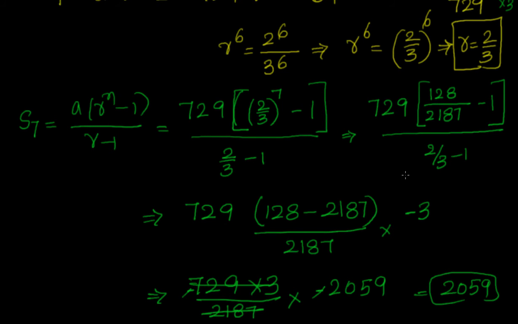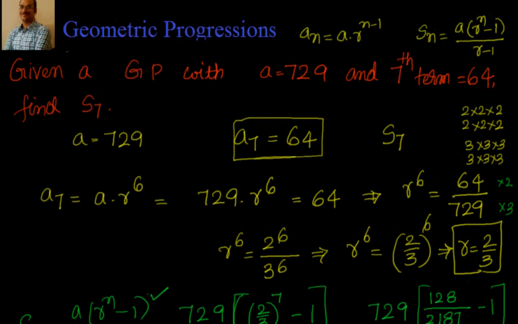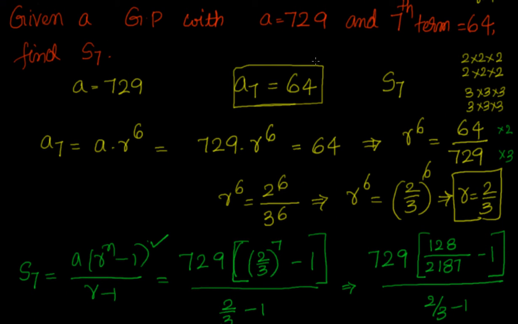Nothing to worry about all this calculation. More important is whether we got the value of a and r. We know what is the formula to substitute. Then afterwards it's just simple calculation. Okay, so S7 is equal to 2059. Now how have we progressed with this problem? We know a, we have to find out r, then only we can find out S7.